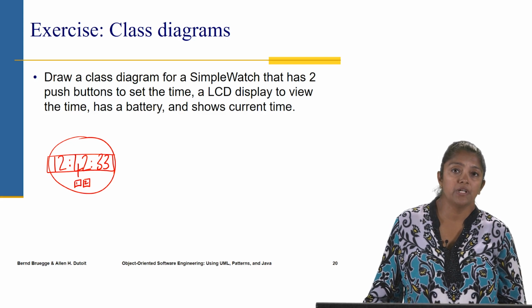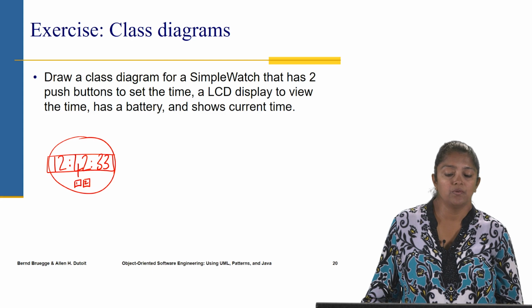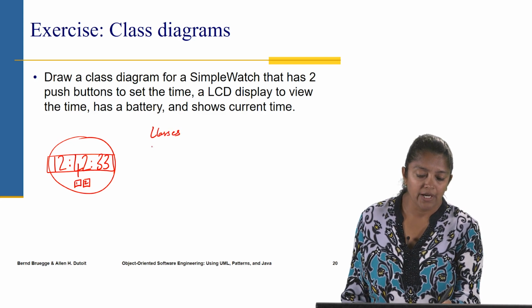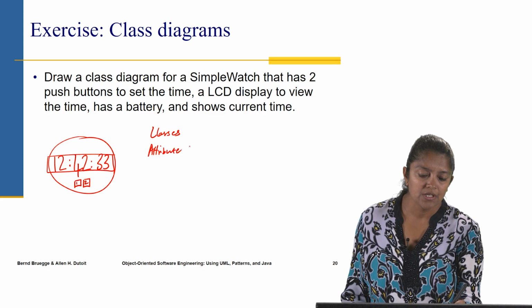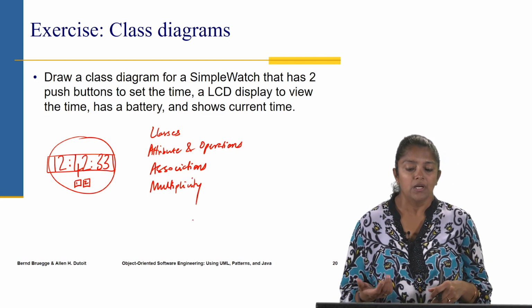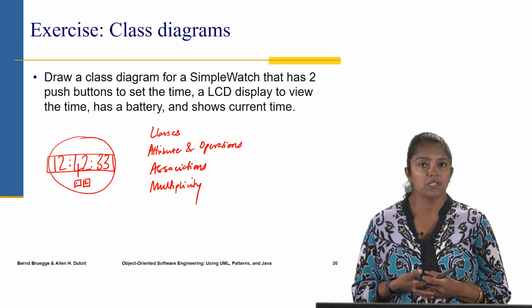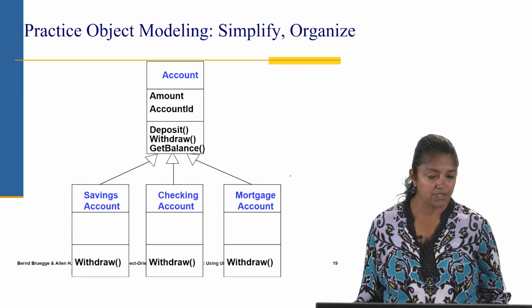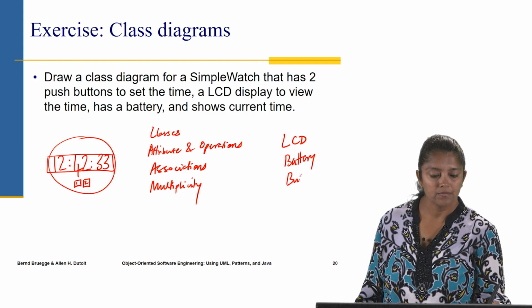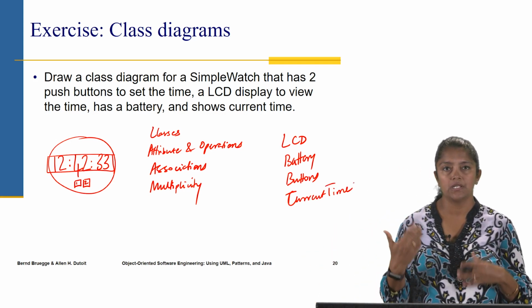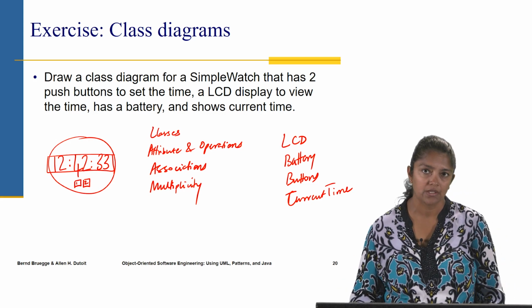So that's what's provided to us as a specification, as requirements. Now based on that, if you need to come up with a class diagram, you use the process that I just walked you through. Identify the classes first, followed by their attributes and operations, followed by associations between the classes, and then followed by the multiplicity. In this case, the possible classes would be the LCD display, the battery, the buttons, and the current time that's being displayed. Those are broadly the classes, and then you further need to think about the attributes, operations, and how they're interacting with each other.